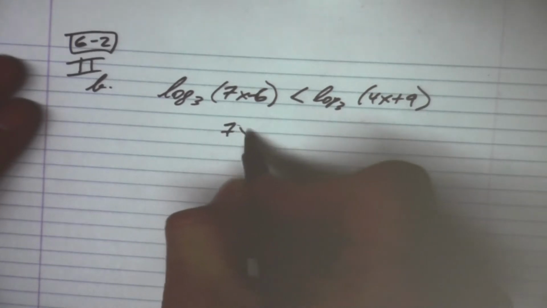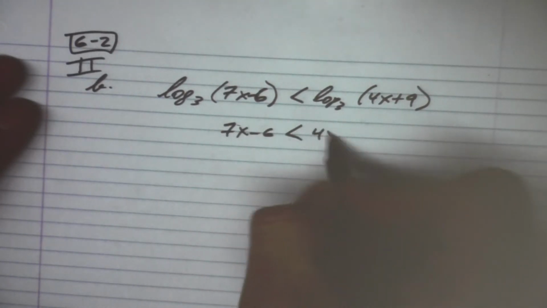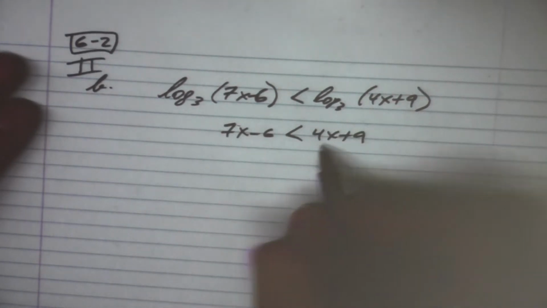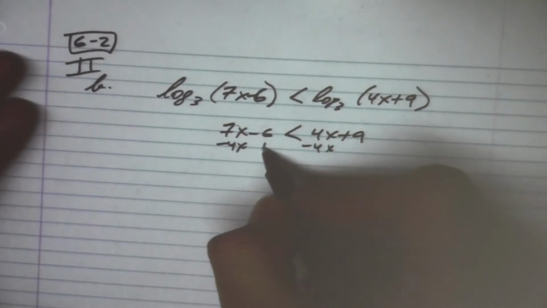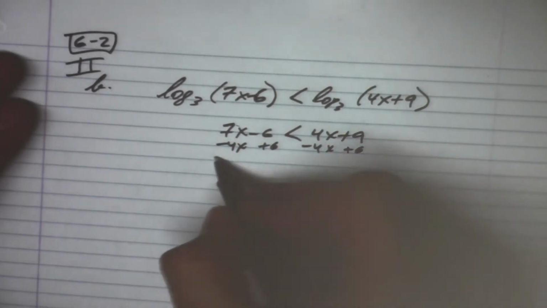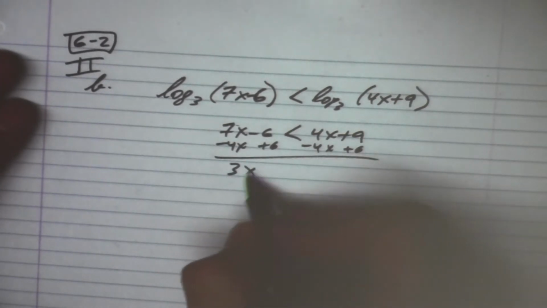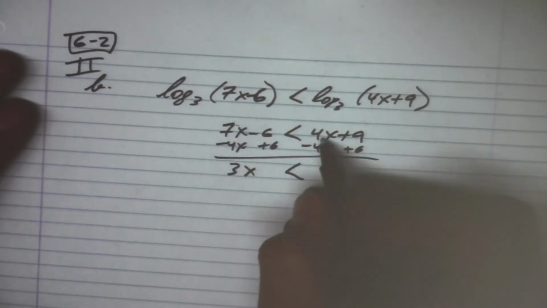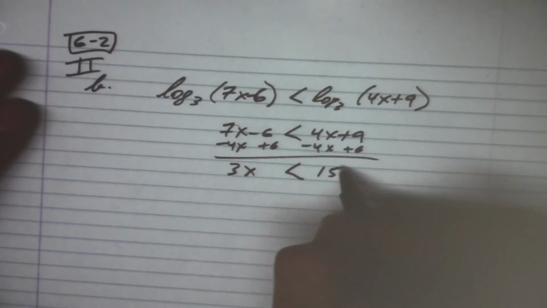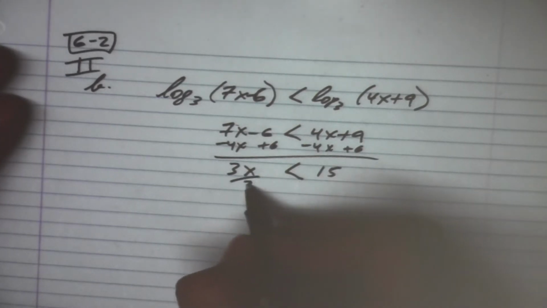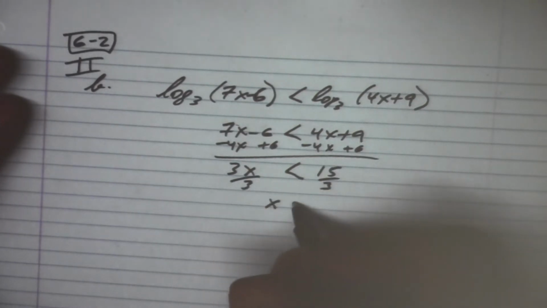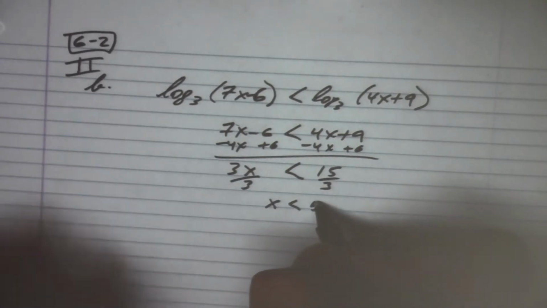So let's do 7x minus 6 is less than 4x plus 9. And let's get the x's together. And that means I can get the other ones together. So I'm going to get 3x, nothing there, and 15. And I can divide by 3 here, and I get x is less than 5.